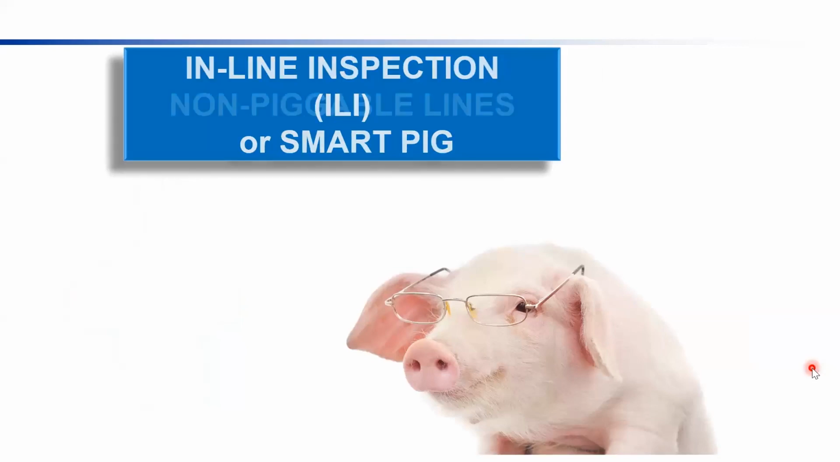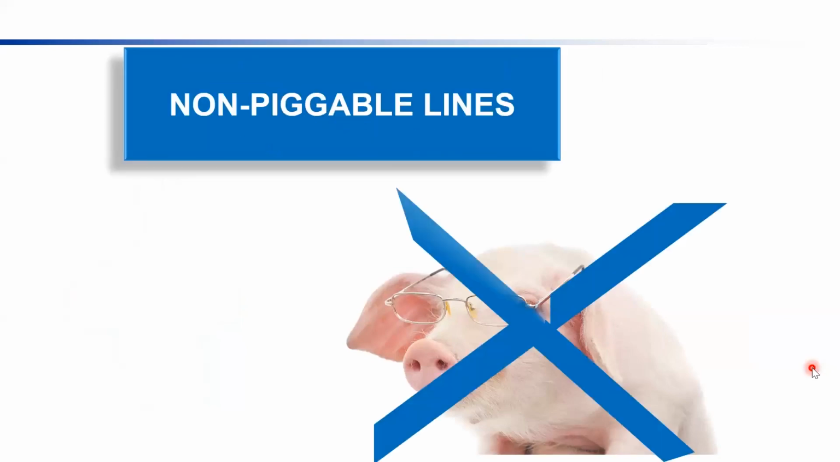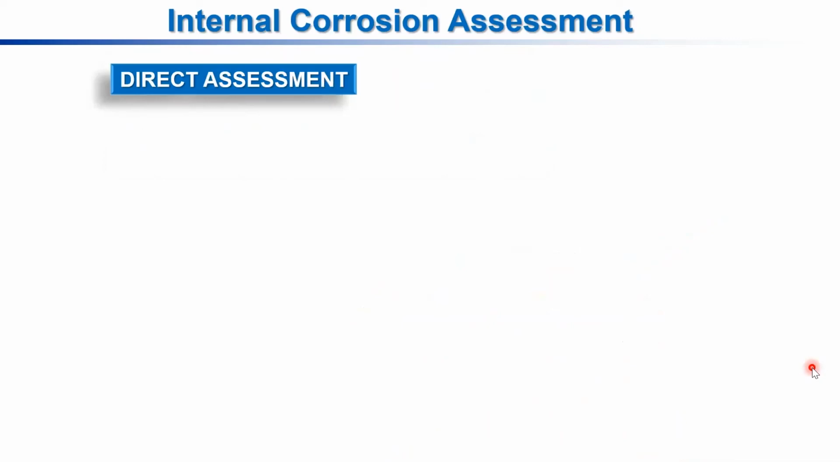But how do I do it in non-piggable pipelines? When there are non-piggable pipelines, I cannot run a pig, so I cannot use my little smart pig that I have right there. So we can use direct assessment techniques. These are the ones I just mentioned. NACE have developed some for external corrosion. They have developed some for stress corrosion cracking, and we have developed a few for internal corrosion.